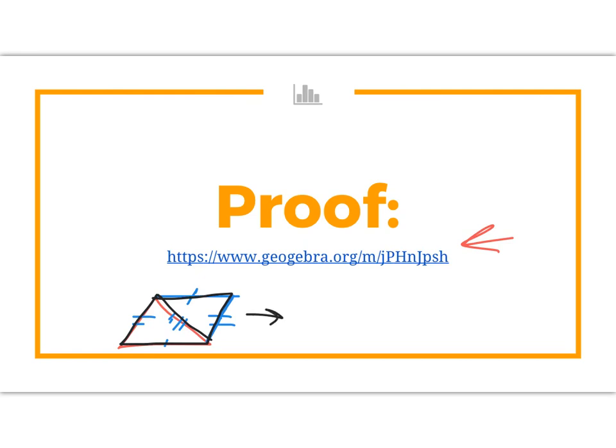Okay, so the formula for a parallelogram is base times height, right? We had the altitude there, and then the base. We're cutting that in half, so we have to multiply it by a half.